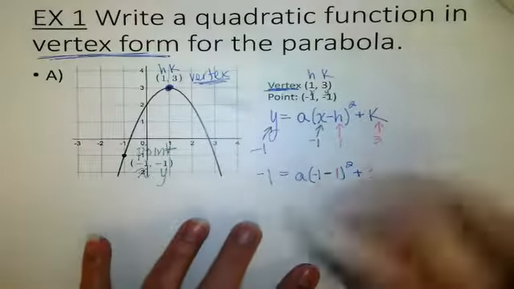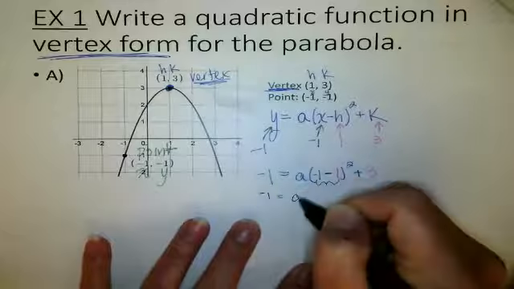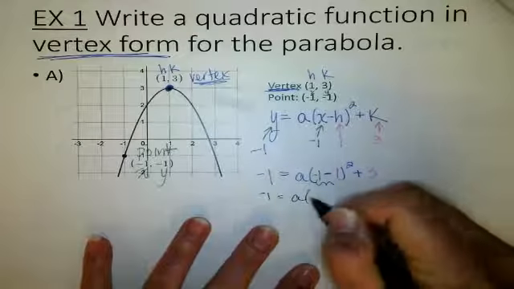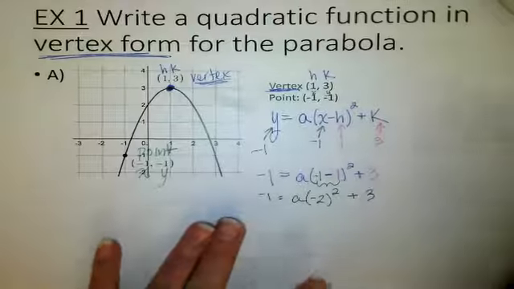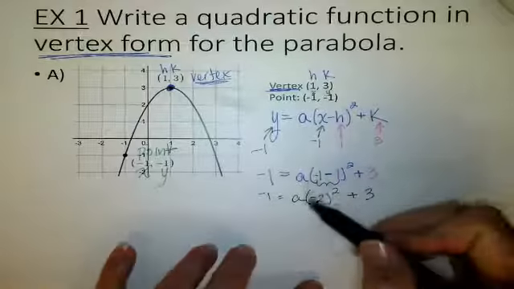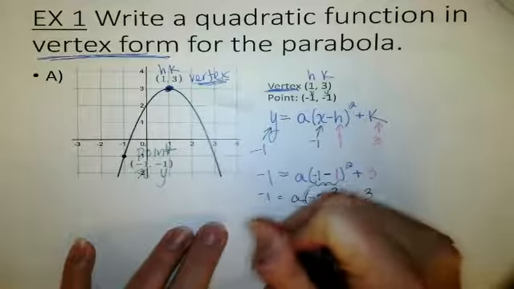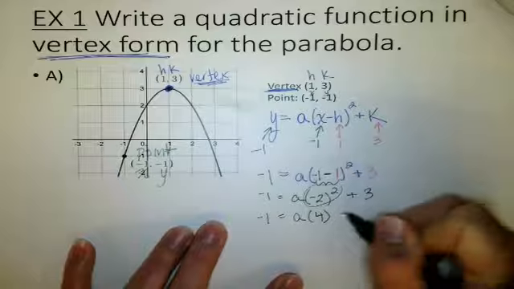So we're going to clean this up a little bit. The first thing I need to do is inside the parentheses. What is -1 minus 1? -2. If you're unsure, use your calculator. Then I have to do the exponent. What is -2 times -2? +4. So that is a times 4 plus 3.